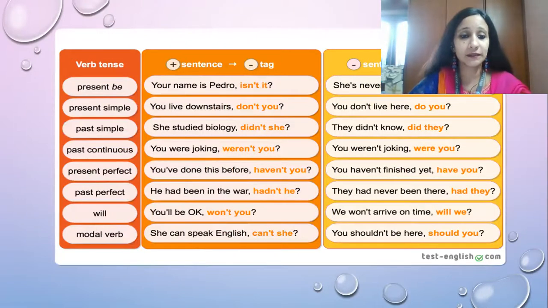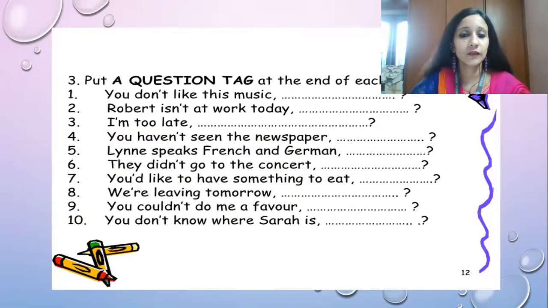Here are some more examples. These are some of the exercises which you might find helpful. Please practice them at your own time and use question tags in your everyday conversation.